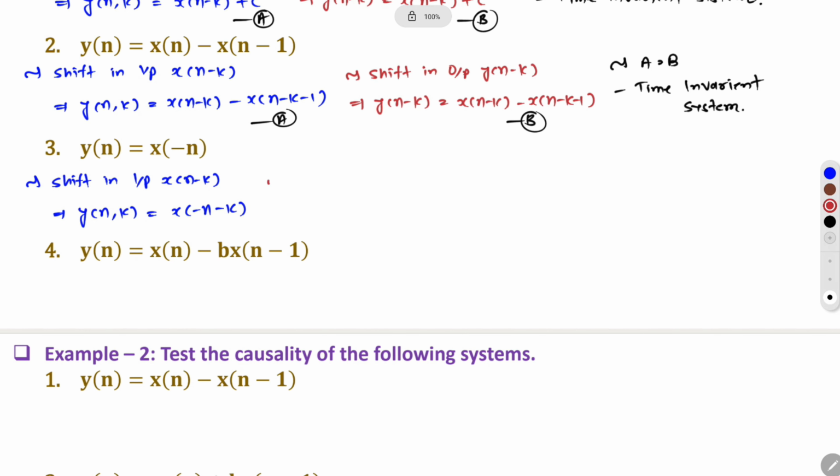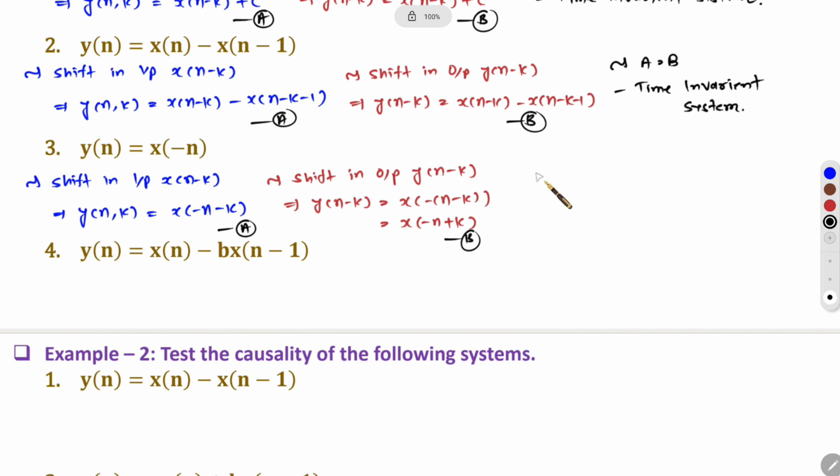Now in the second case, what we need to do? We need to provide a shift in output. So now we will have y of n minus k. So here we need to substitute n equals n minus k. So you will get y of n minus k, and here we have x of minus n. Instead of n, you need to substitute n minus k. So this will be x of minus n plus k. So if you observe case A and case B, both are different, right? It means the given system is a time variant system.